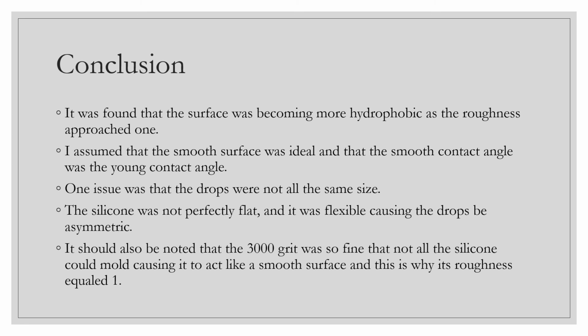Some errors in this experiment could result from the assumption that the smooth surface was ideal and that the smooth contact angle was the Young contact angle. One issue was that the drops were not all the same size. Another issue was that the silicone was not perfectly flat and it was flexible, causing the drops to be asymmetric. Also, it should be noted that the 3000 grit was so fine that not all the silicone could mold, causing it to act like a smooth surface, and this is why its roughness equaled 1.